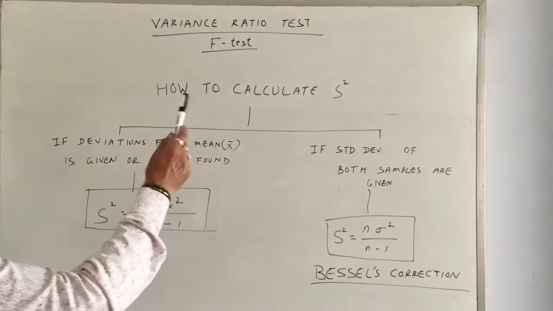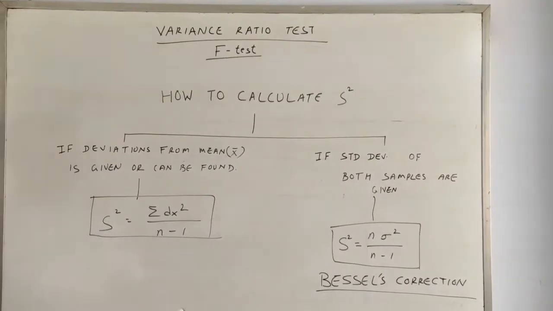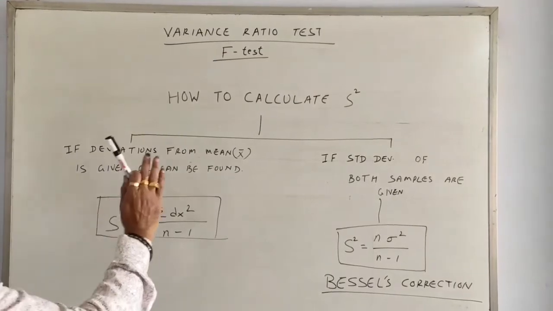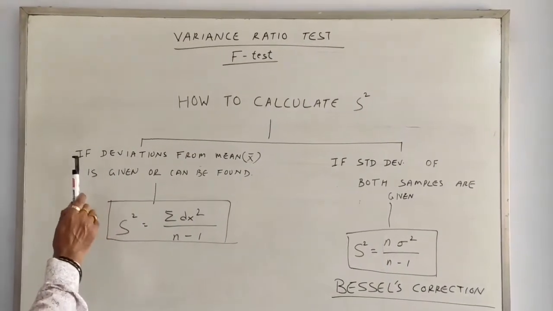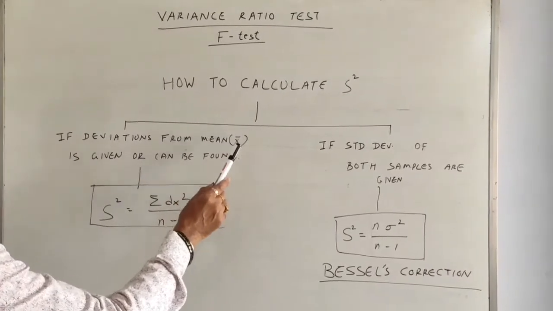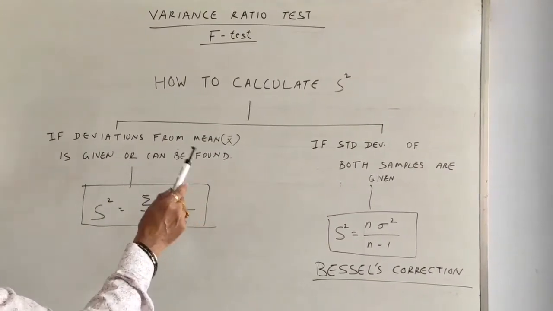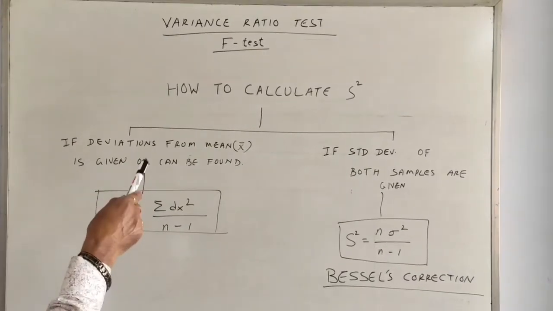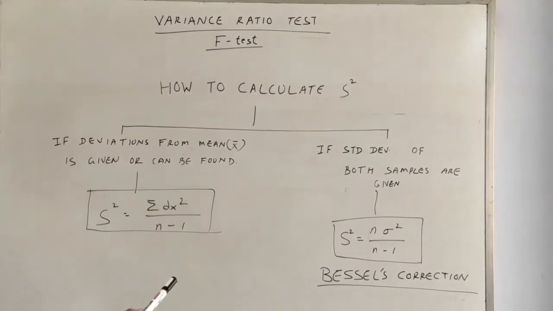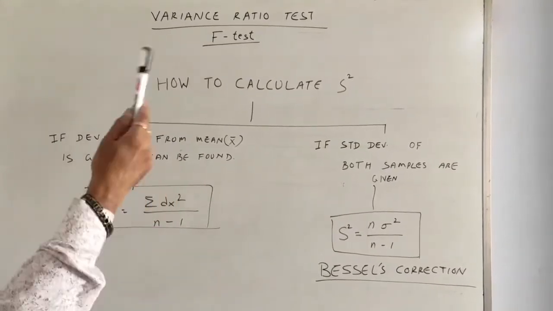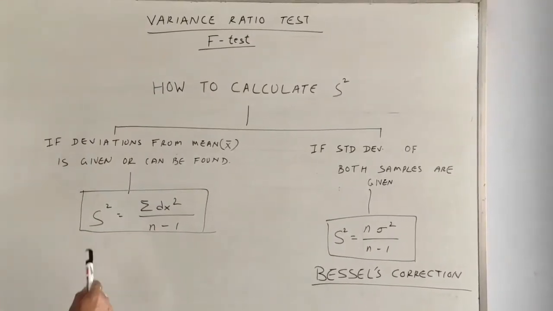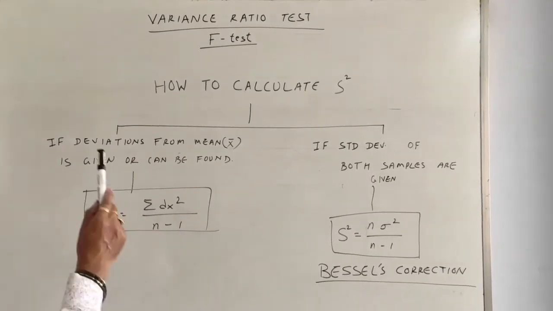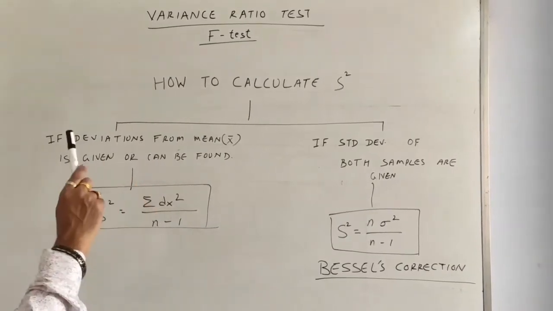Now the question is how to calculate S or S square. For S square we will be taking some formula. There are two options. First, in the question the deviations from the mean X bar are given or can be found. That means the whole data is given to you, you will find the mean and you will find dx, that is X minus X bar. Then take the square of that, and then the sum total of that. So S square will be sigma dx square divided by n minus 1. That formula will be applied there.